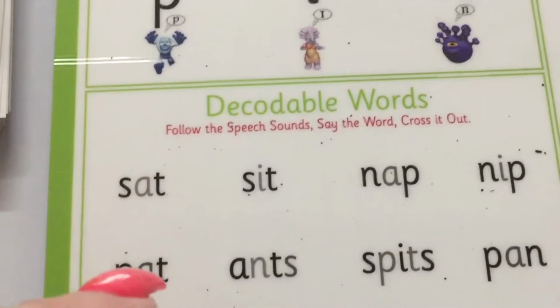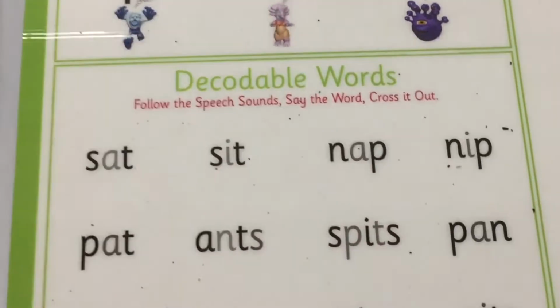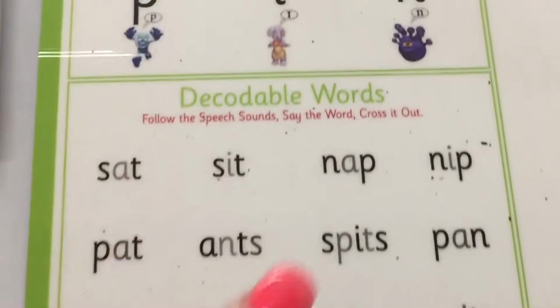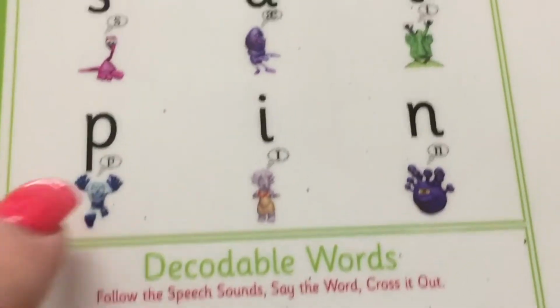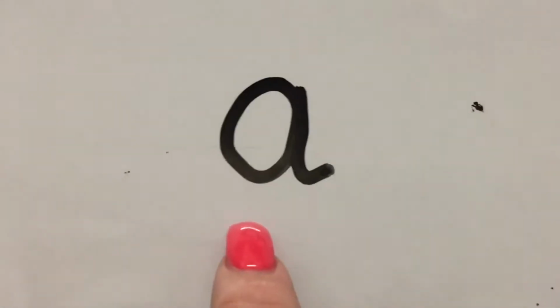At, sat, it, sit, ap, nap, ip, nip. So we can practice blending, knowing that in the green code level, that is a picture, a sound pic for A. On its own, it's just the letter A. It doesn't mean anything until it's in a word.